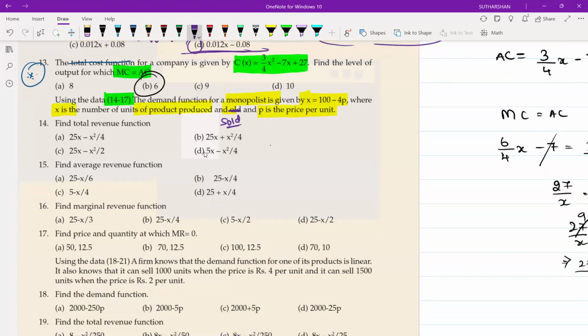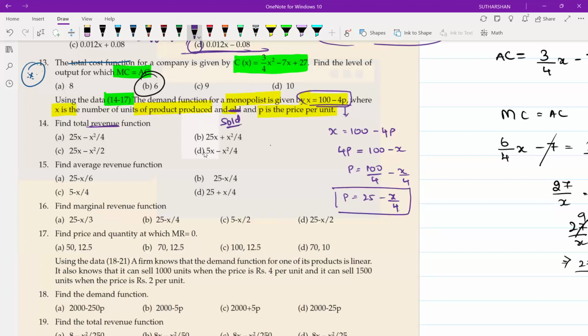Okay, total revenue. We need revenue, but we are in the X variable. To convert this into price and then change it to revenue, that's what our goal is. So we will change this given equation in the form of P. So x = 100 - 4P. Now 4P = 100 - x. P = 100/4 - x/4. So P = 25 - x/4.